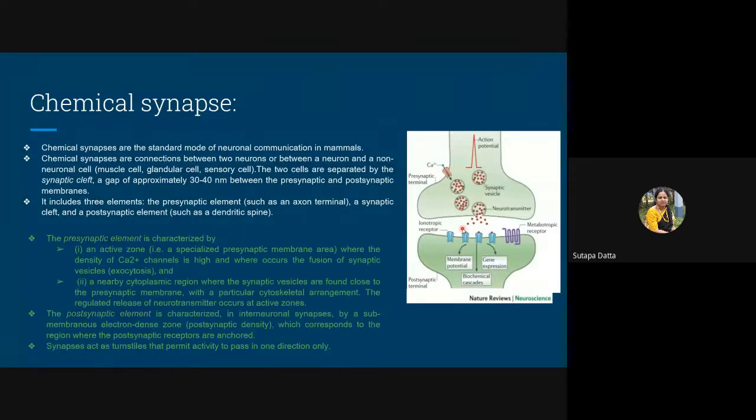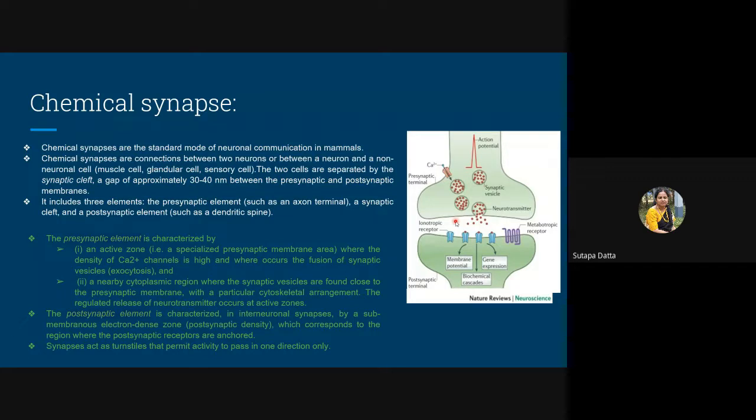It includes three elements: the presynaptic element, such as an axon terminal, a synaptic cleft, and a postsynaptic element, such as the dendritic spine here. So from the diagram you can see here, this is the presynaptic element. This is the postsynaptic element, and you can see here the gap is more compared to electrical synapse, and this gap is termed as the synaptic cleft.